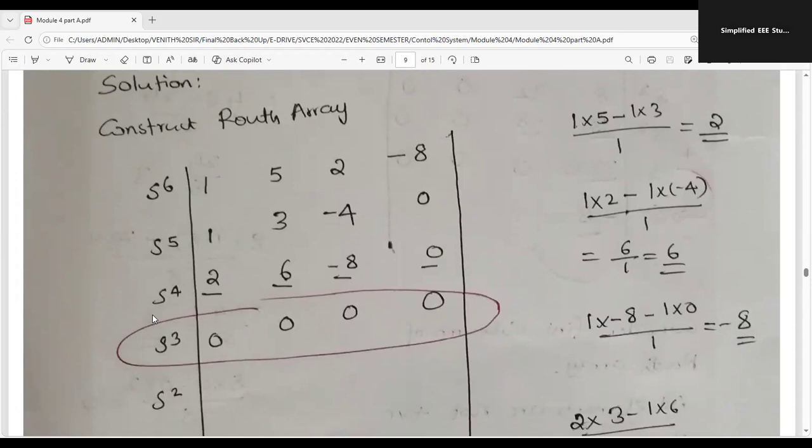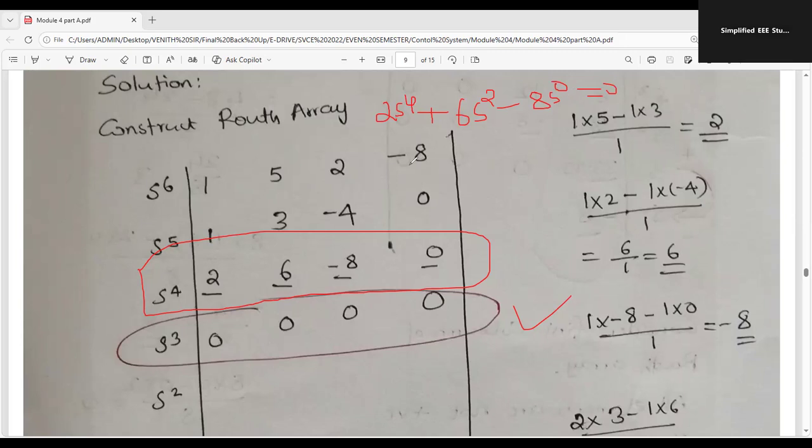Consider the previous row. This row is 0 only, right? It is very clear. You consider the previous row. Which is the previous row? Yes, I just put a box here. Now you form the auxiliary equation. That means 2s to the power 4 plus 6s to the power 2 minus 8, equal to 0. S to the power 0, there is no need to write, so you can ignore it. Like this you can write.